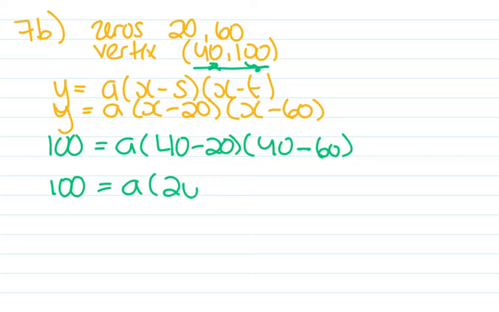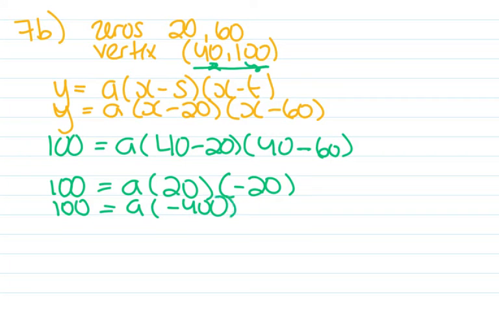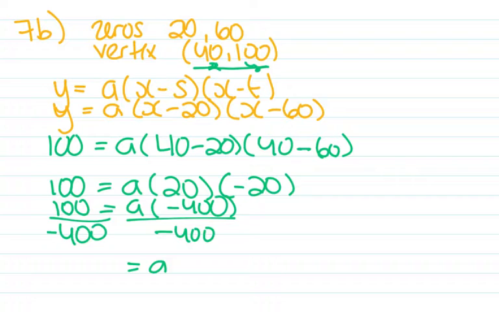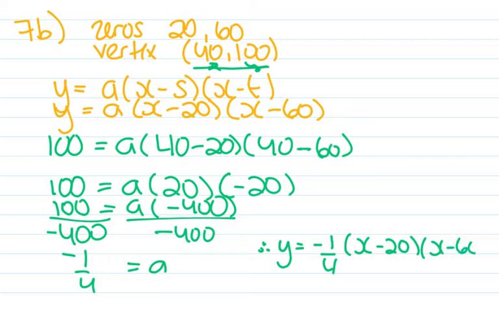40 minus 20 is 20, and 40 minus 60 is negative 20. 20 times negative 20 is negative 400. In order to get a by itself, I'll divide both sides by negative 400. And a equals negative 1/4. So therefore, the equation is y equals negative 1/4 (x minus 20)(x minus 60).